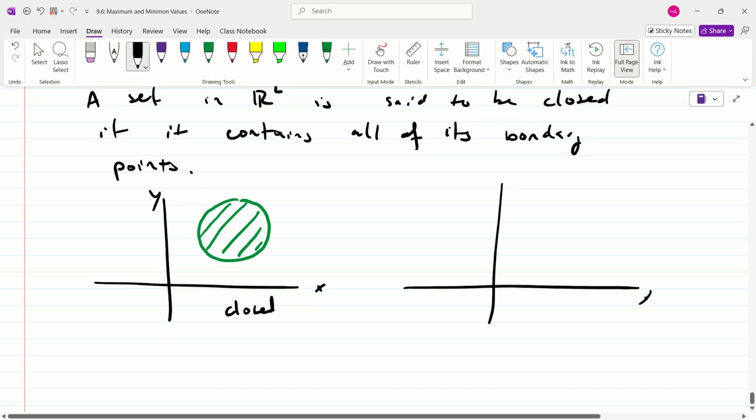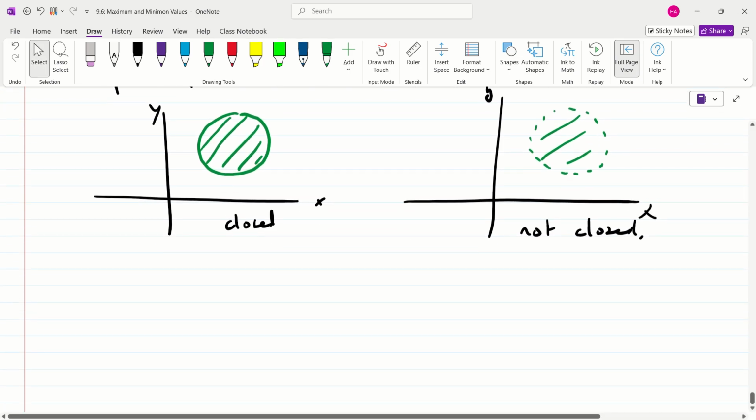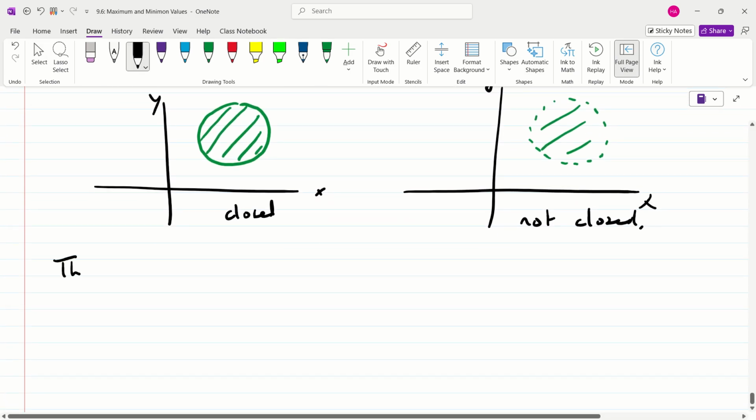By comparison, consider this set, which looks very similar, except I'm omitting the boundary. So because you don't have these points on the edge here as part of our set, we don't have closure, so it's not closed. And from these two concepts, we can talk about the extreme value theorem.